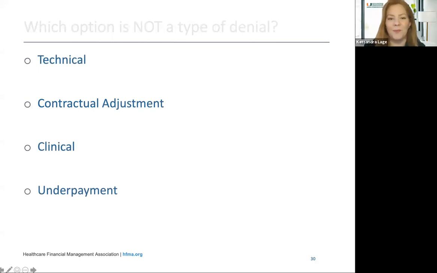And here this brings us to a polling question. Which option is not a type of denial? Okay, let's see what you responded. So this was a tricky one. And the correct answer is number 2. This is the part of the patient's bill that a provider must write off because of contractual arrangements with the health plan, the contractual adjustment.